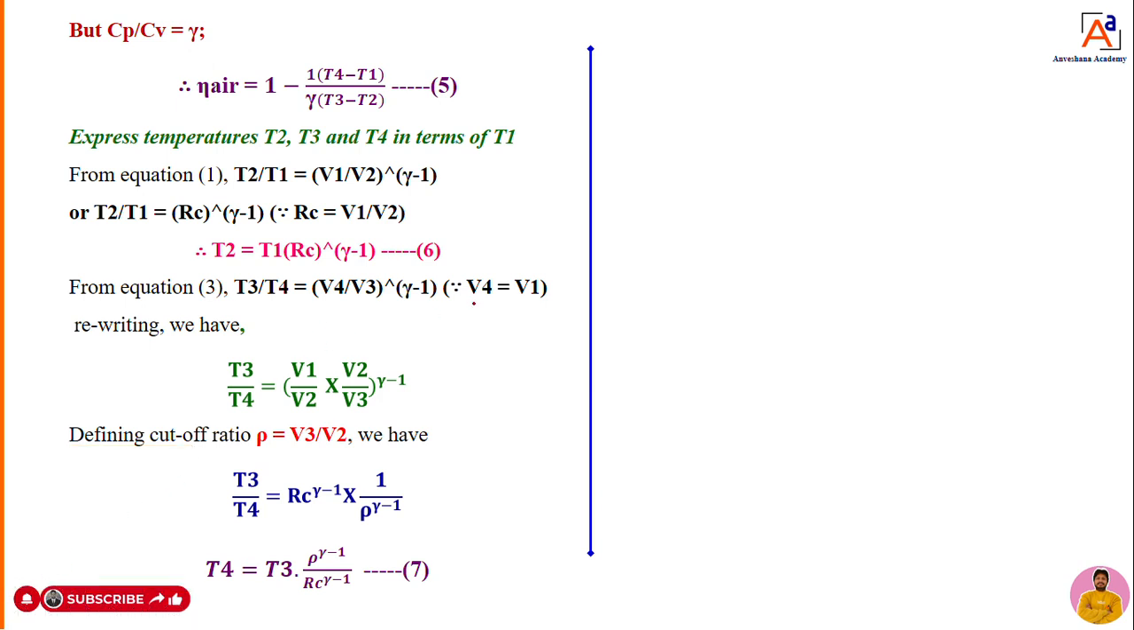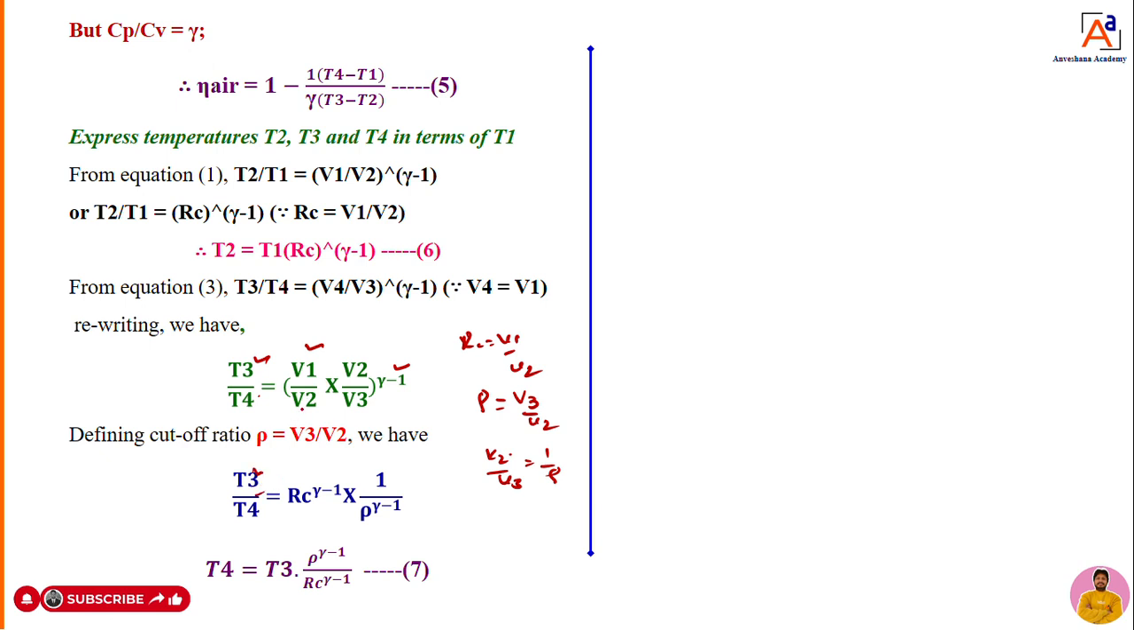So T3 by T4 is equal to (V1 by V2 into V2 by V3) to the power of gamma minus 1. But dear students, what is V1 by V2? We know already, rc is equal to V1 by V2. Then the cutoff ratio will come: the cutoff ratio is the ratio V3 by V2. But here it is V2 by V3, so I can write V2 by V3 as 1 by the cutoff ratio.